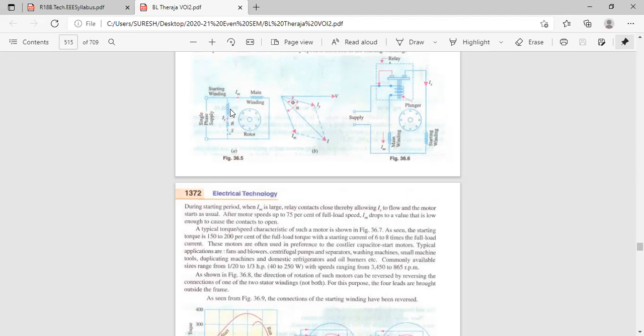It will be removed. It will be automatically cut out from the main winding. This winding is used only for starting purpose, starting winding. Sometimes in summer, your fan will not rotate. At that time, what will you do? Your fan is not rotating in summer sometimes. At that time, what will you do?